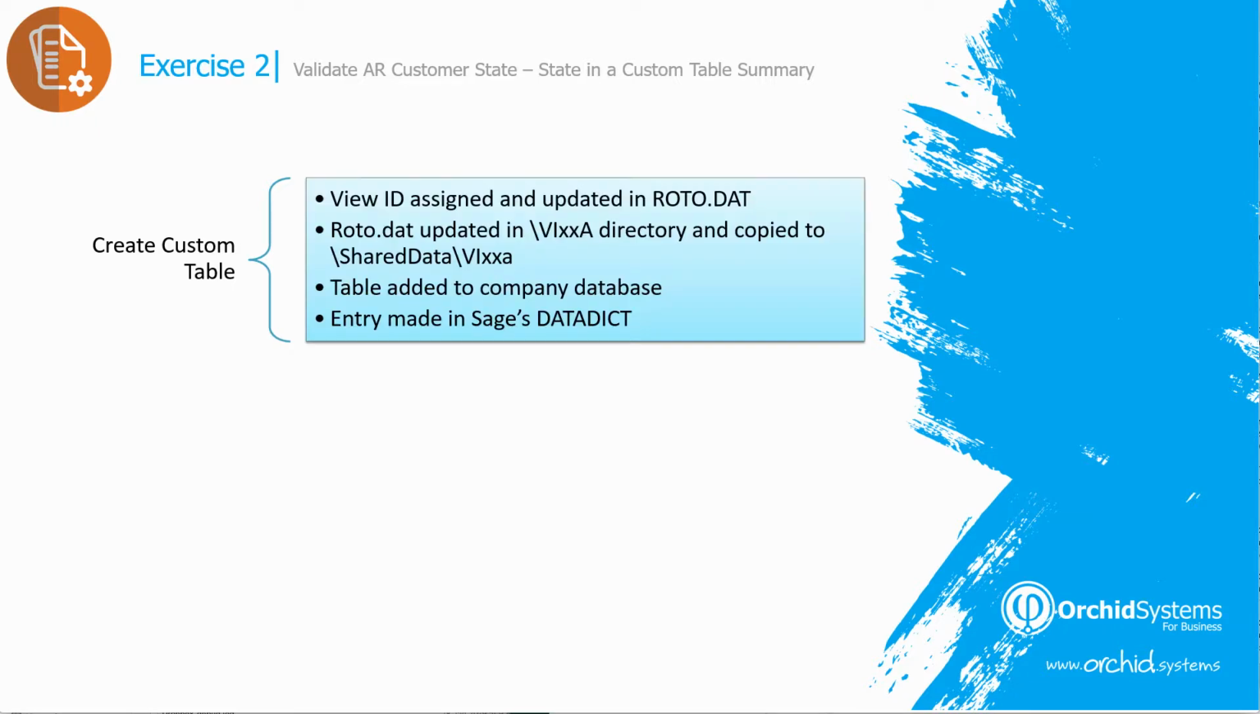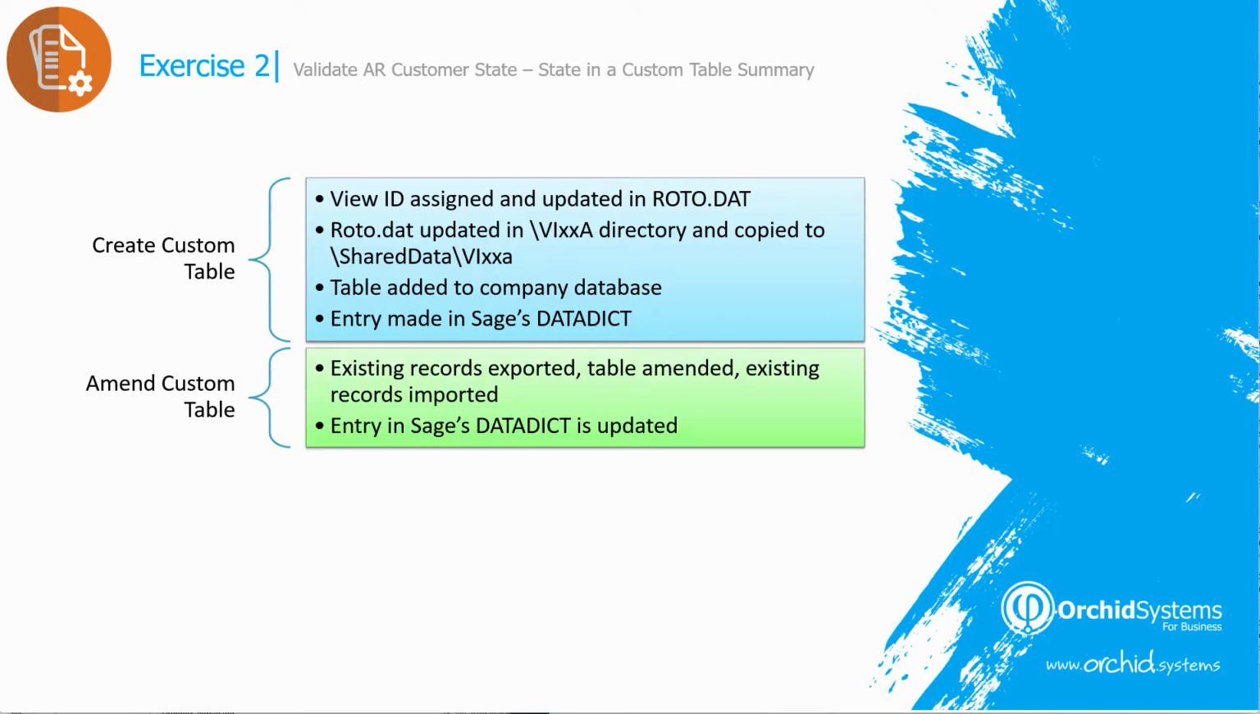We have just seen when we create a custom table, the view ID is assigned and updated in roto.dat. The roto.dat is updated in the VIXXA programs directory and copied to the shared data VIXXA directory. The table is added to the company database and an entry is made in Sage's DataDict for Crystal reporting and the Sage report object. And when you amend the table, the existing records are exported, the table is amended, and then the existing records are re-imported automatically for you, and the entry in Sage's DataDict is updated.